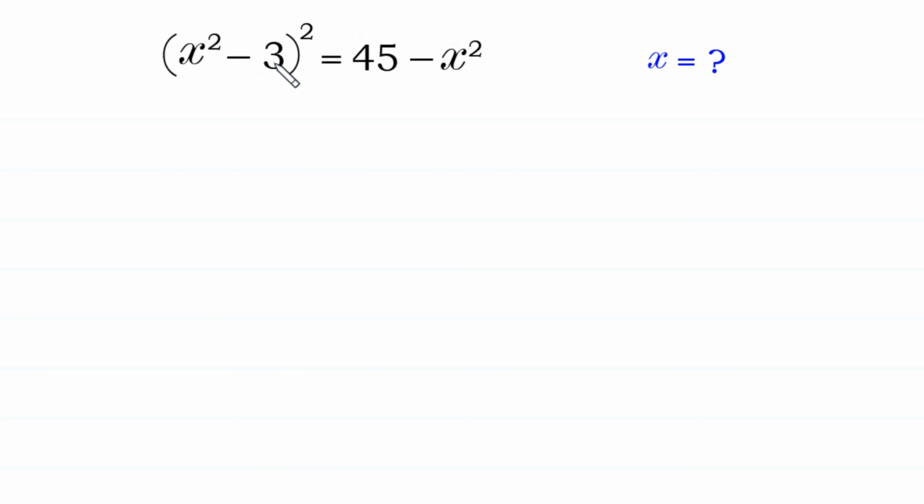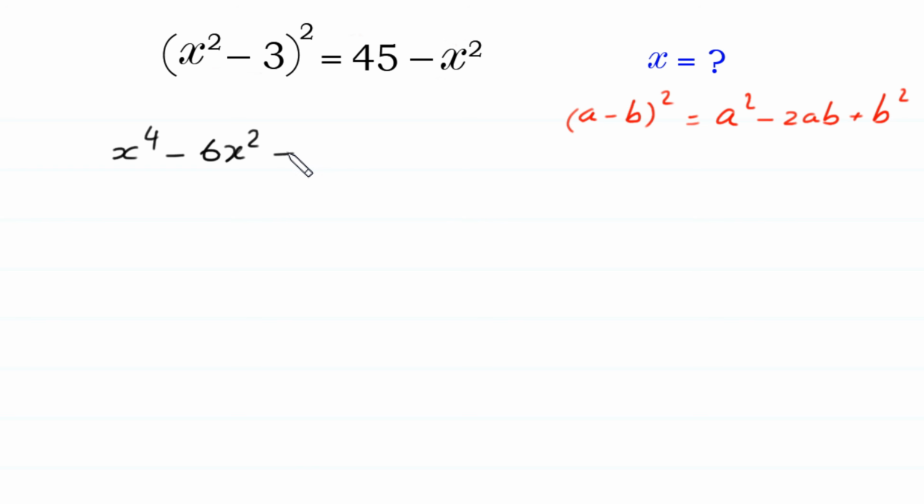First of all, we take the square of this x squared minus 3 according to the algebraic identity: (a minus b) whole squared is equal to a squared minus 2ab plus b squared. According to this identity, (x squared minus 3) whole squared is equal to x to the power 4 minus 6x squared plus 9, which is equal to 45 minus x squared.